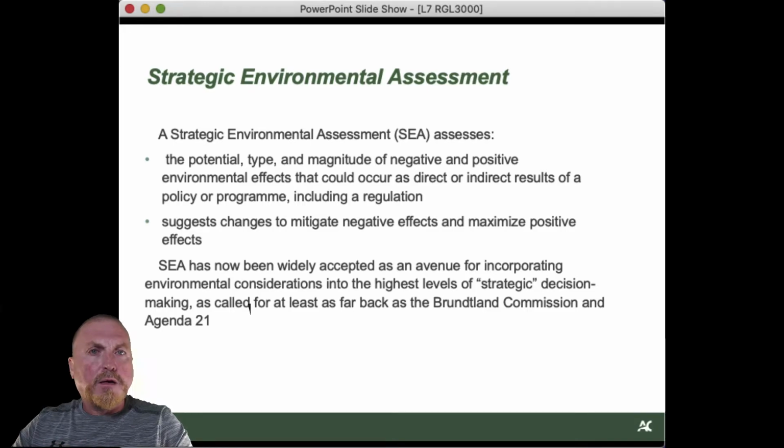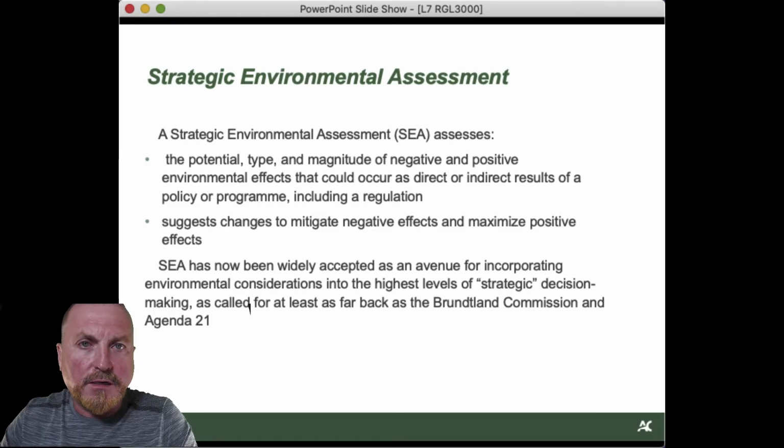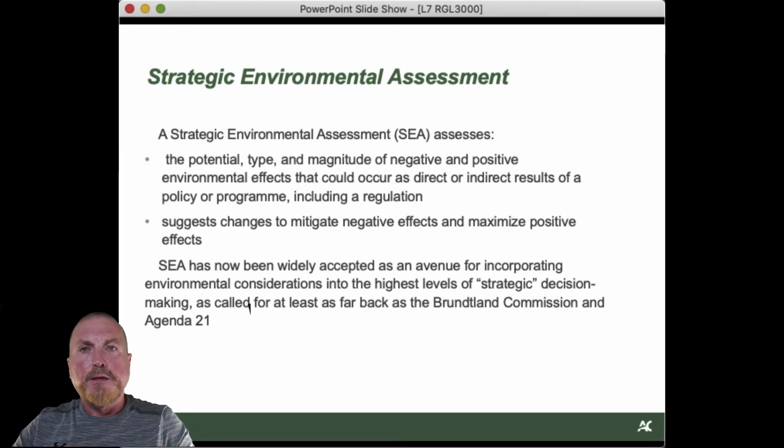Okay. Now, how does strategic environmental assessment fit into this? This is something that also has to accompany a RIAS if we anticipate that any regulatory change is going to have, or could potentially have, a significant environmental impact. The Government of Canada, by Cabinet Directive, requires that a strategic environmental assessment be completed.